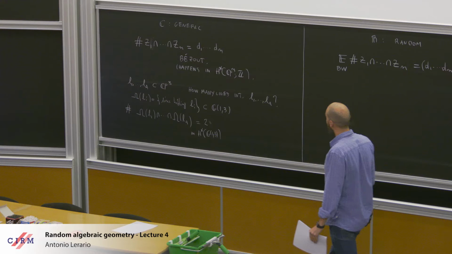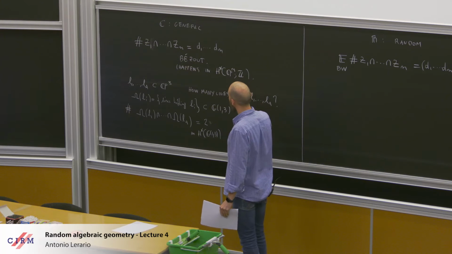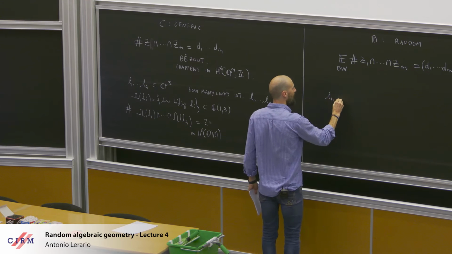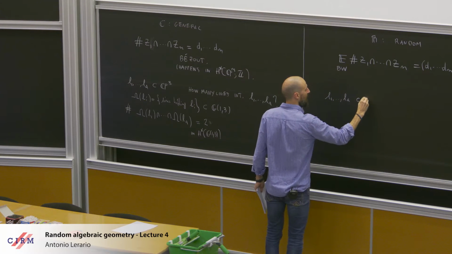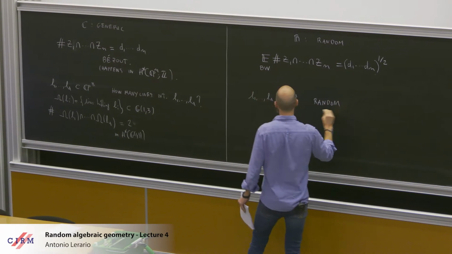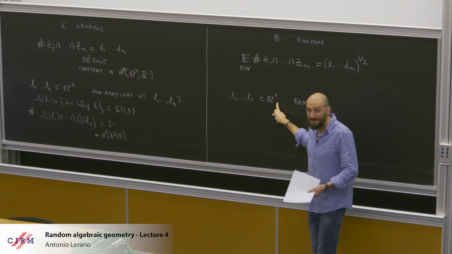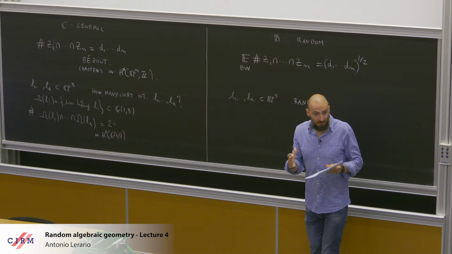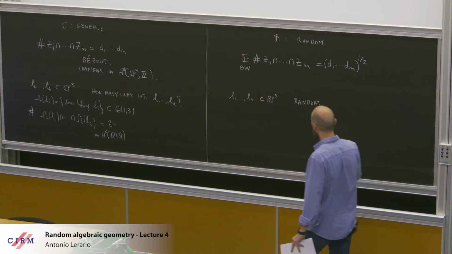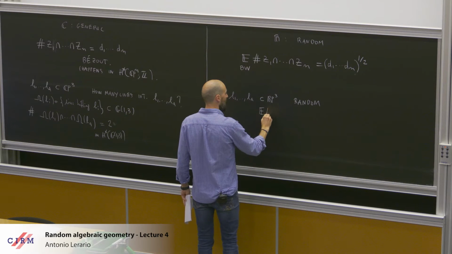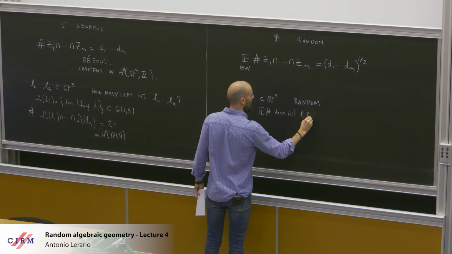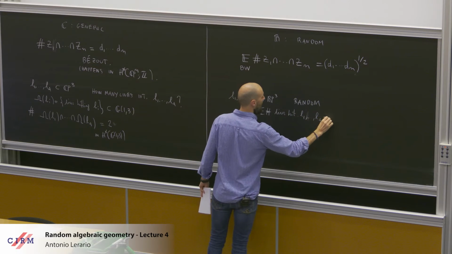But see, these lines now, instead of letting them be generic in CP3, you can take L1, ..., L4 to be random lines. This means that I'm sampling each one of them from the Grassmannian of lines in P3 with the uniform distribution. Okay, that's the only invariant distribution. And you can ask for the expectation of the number of lines hitting L1, L2, ..., L4. Okay, it's a perfectly phrased problem.